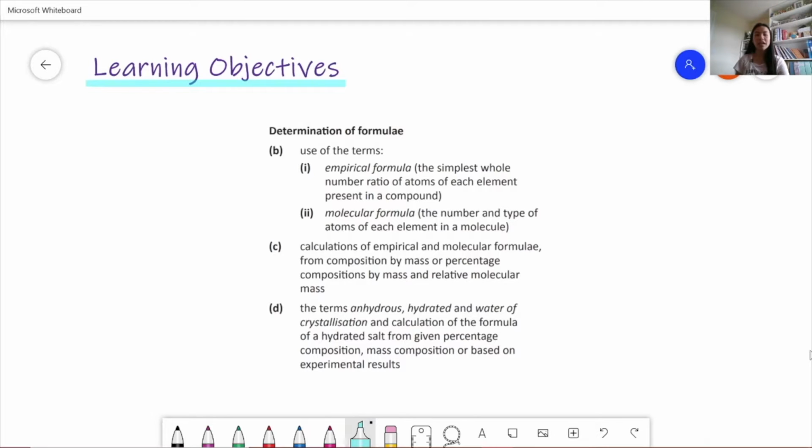We're then going to look at calculations of empirical and molecular formulae from composition by mass or percentage compositions by mass and relative molecular mass. And then we're going to look at the terms anhydrous, hydrated, and water of crystallization, and also the calculation of the formula of a hydrated salt from given percentage composition, mass composition, or based on experimental results.